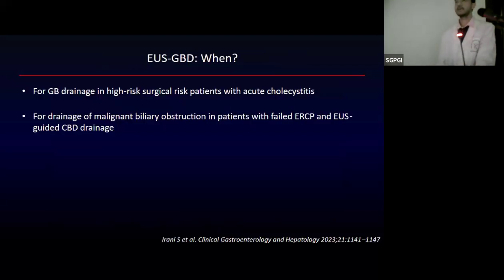Now, when exactly is this EUS guided gallbladder drainage done? It is done for drainage in high risk surgical patients having acute cholecystitis, and for drainage of malignant biliary obstruction in patients who have failed ERCP and failed EUS guided CBD drainage.